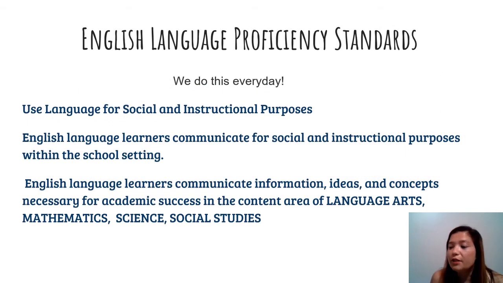Okay, so one of the reasons we're here is to talk about the English language proficiency standards, and I guarantee that you do this every day without even knowing it. But this is what it is. You use language for social and instructional purposes. So using that academic and that social language, the English language learner can communicate socially and for instructional purposes. And the English language learners communicate information, ideas, and concepts necessary for academic success in all the content areas.